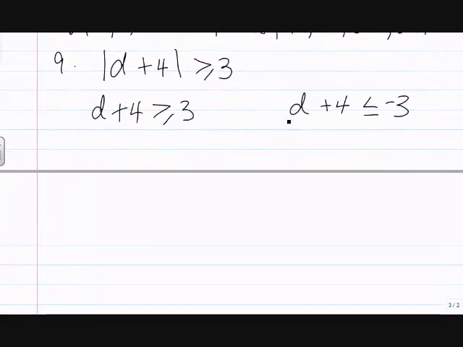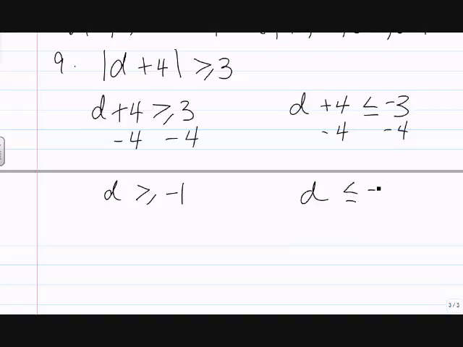Then we solve these two inequalities. I'll subtract 4, and I get d greater than or equal to negative 1. Subtract 4, d less than or equal to negative 7.